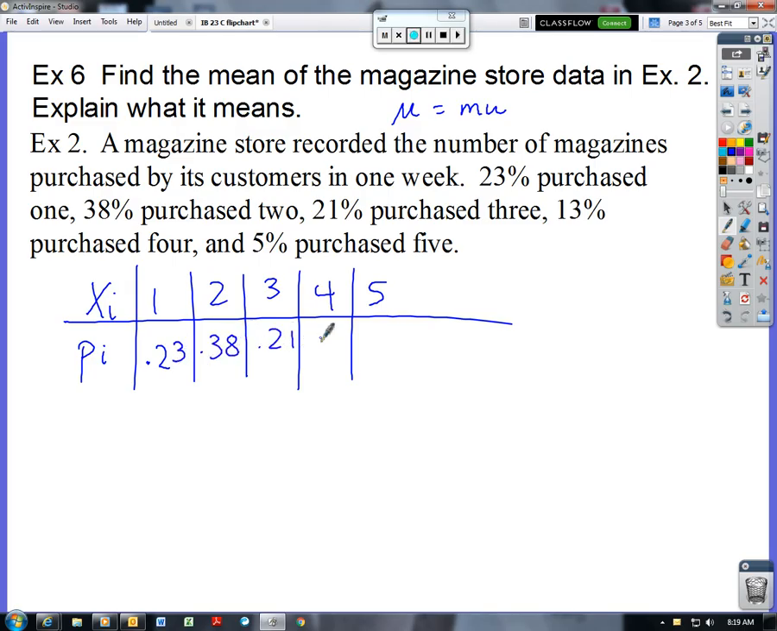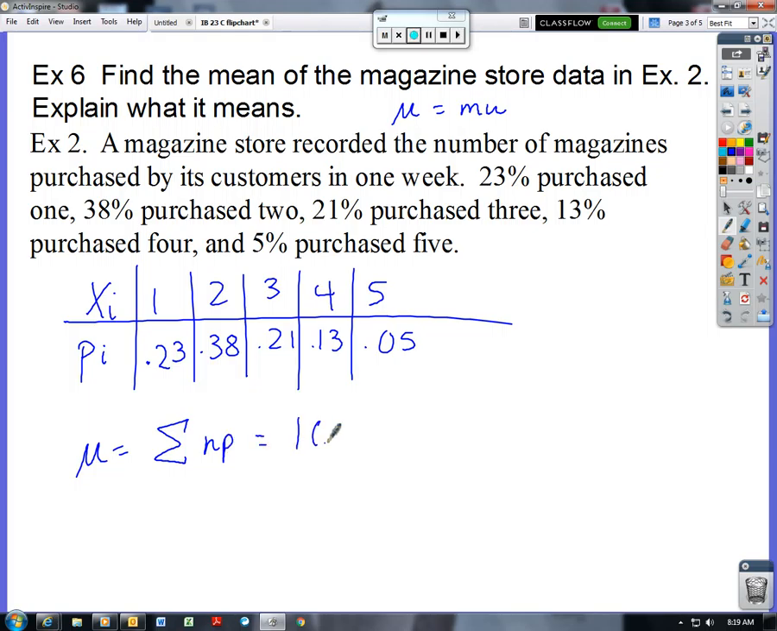So if you put all the decimal forms in here, those are the probabilities. And now it's asking us to find the mean. So we simply are going to be multiplying n times p and summing those up. So I'll write it out in mathematical notation: the summation of NP.